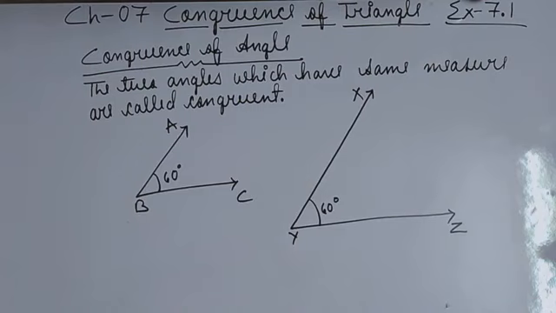Now we are going to study congruence of an angle. Angle का congruence क्या condition है? Two angles को congruent होने में. The two angles which have the same measure are called congruent.